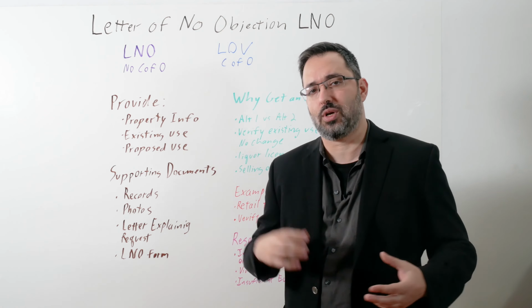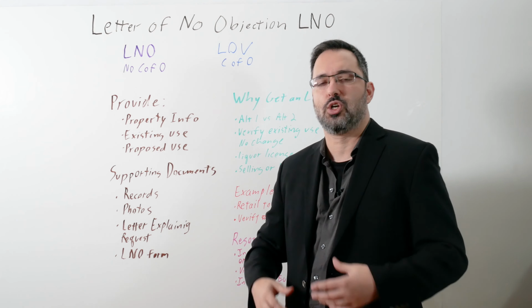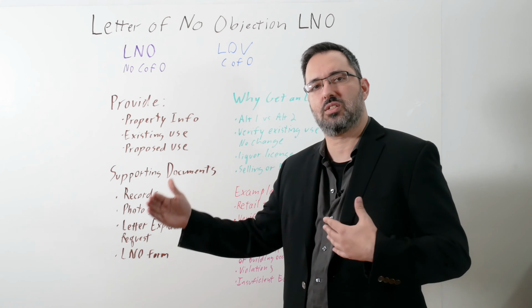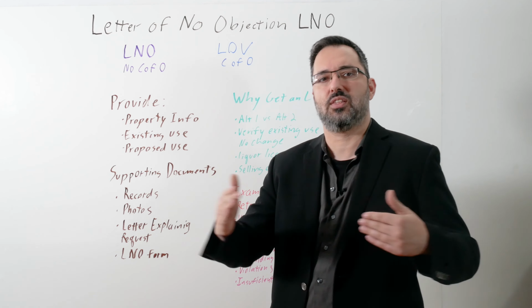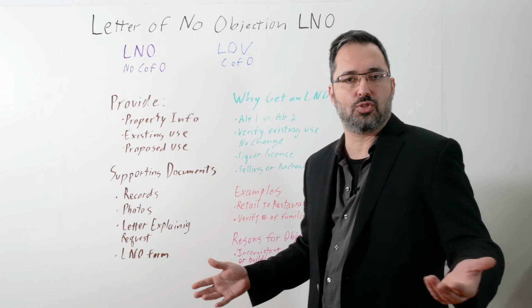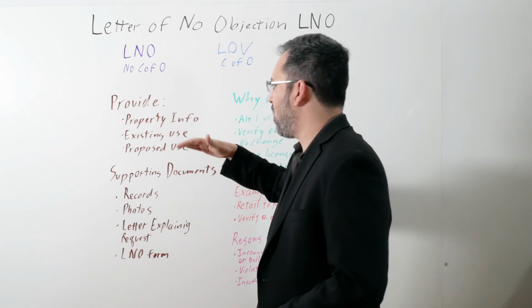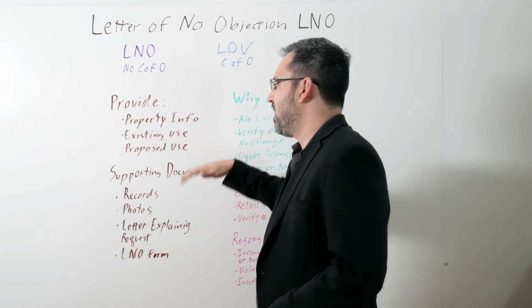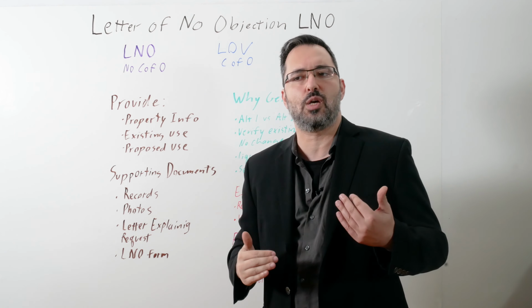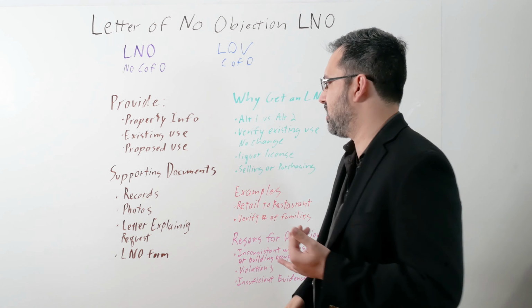You want to have a lot of supporting documentation, you want to have a lot of information, you want to prove your case. You're basically pitching to them, this is the use that I want, and this is all the documentation that I can provide to show that this use makes sense. So you're going to fill out the form. You've got the property information, the existing use, and the proposed use. These are the 3 key points. What's the property? What was there? What do you want to use it as?